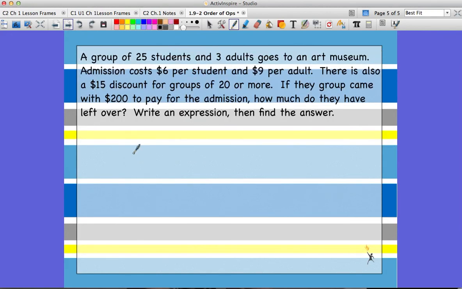I want you to post your expression and then post your solution to that expression. Be careful because remember, if you get the expression incorrect, you will also get the solution incorrect. If you have any questions, please make sure to post them to Edmodo and be ready to talk about them in class tomorrow.